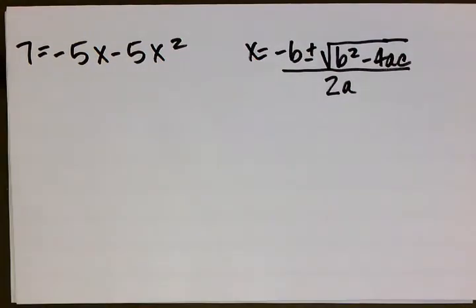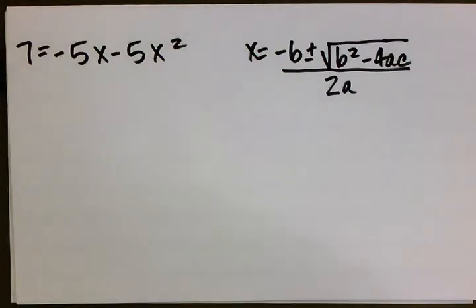The question is 7 equals negative 5x minus 5x squared. The directions ask us to use the discriminant to determine the number and types of solutions of the quadratic equation.